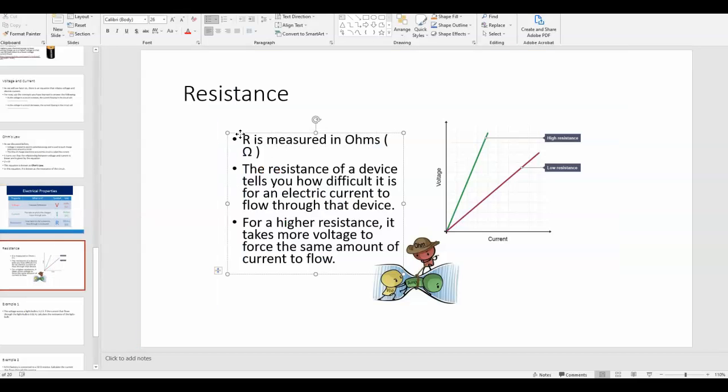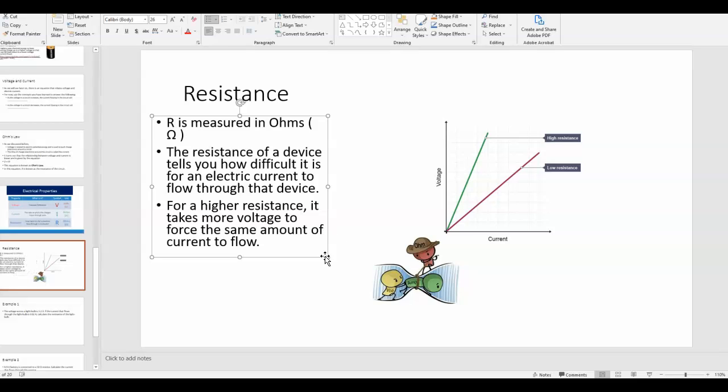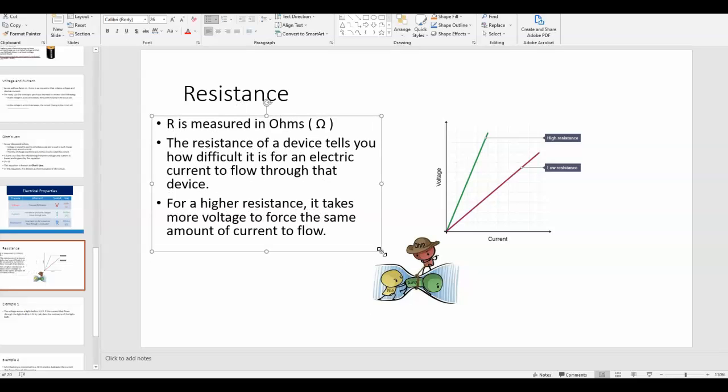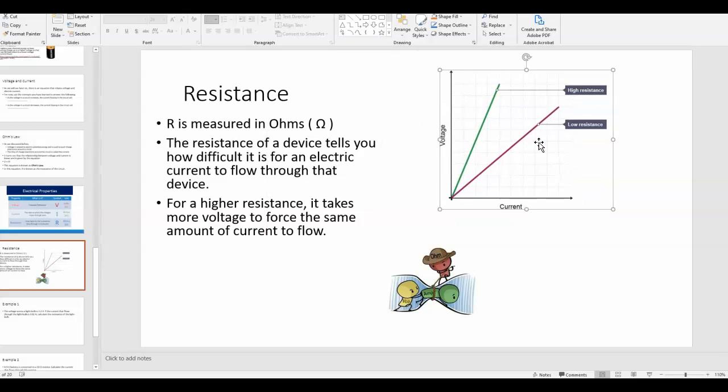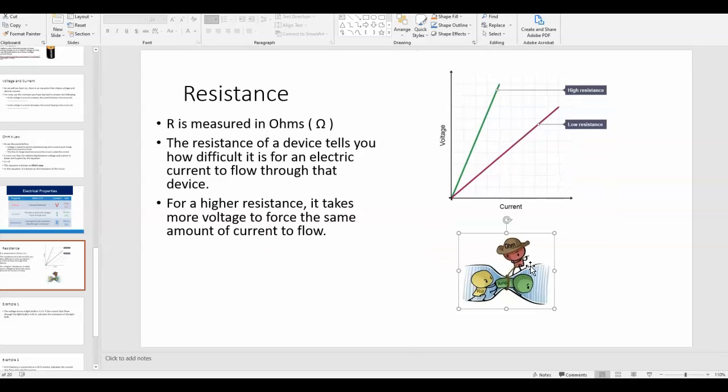I said this before, but resistance is measured in ohms, and it has to do with how difficult it is for current to flow through a device or a component. More resistance means it's harder to make current flow. So let's say you had two objects and you wanted them to have the same current. The one that had a higher resistance would require more voltage to get the same outcome.